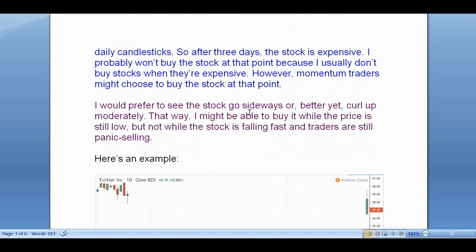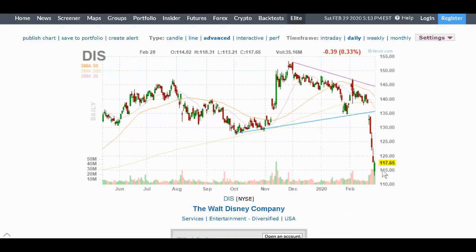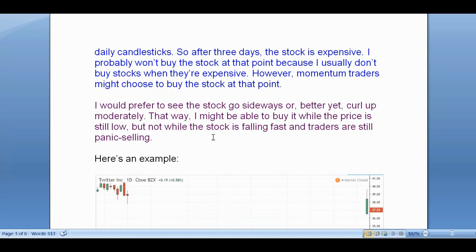I would prefer to see the stock go sideways, or better yet, curl up moderately. So I really like when it makes a fishhook pattern after the market calms down, like it's starting to do here. I'd like to see kind of a fishhook thing, or at least sideways. But if it curls upward, that's even better. That way I might be able to buy it while the price is still low, but not while the stock is falling fast and while traders are still panic selling.